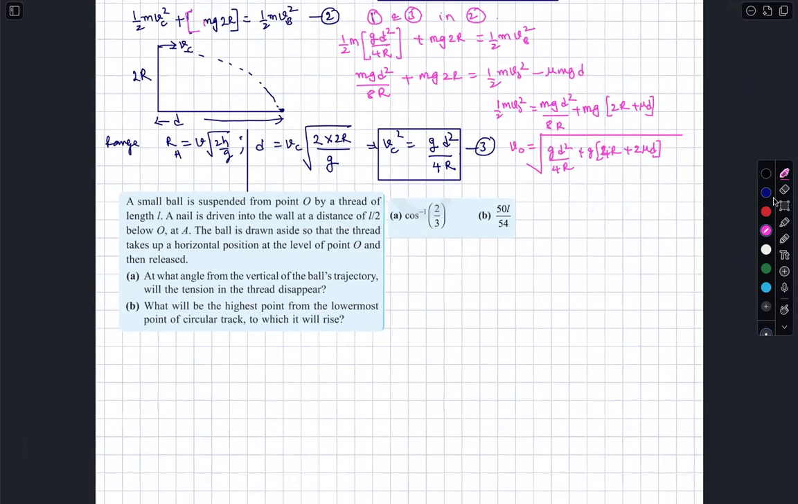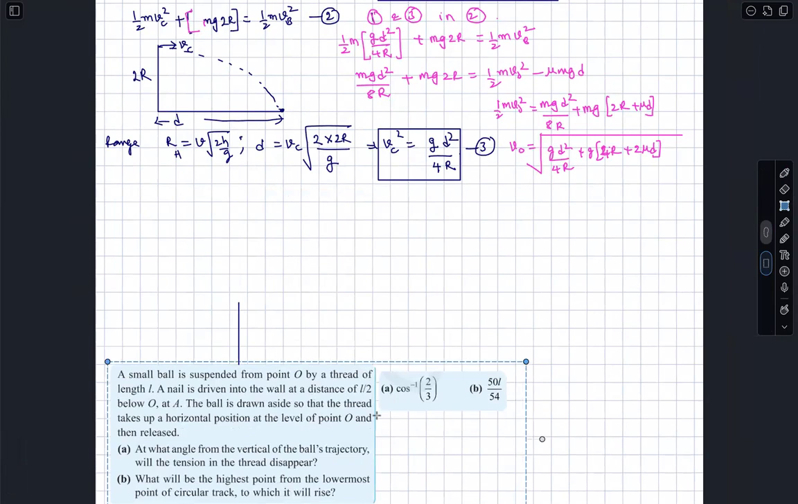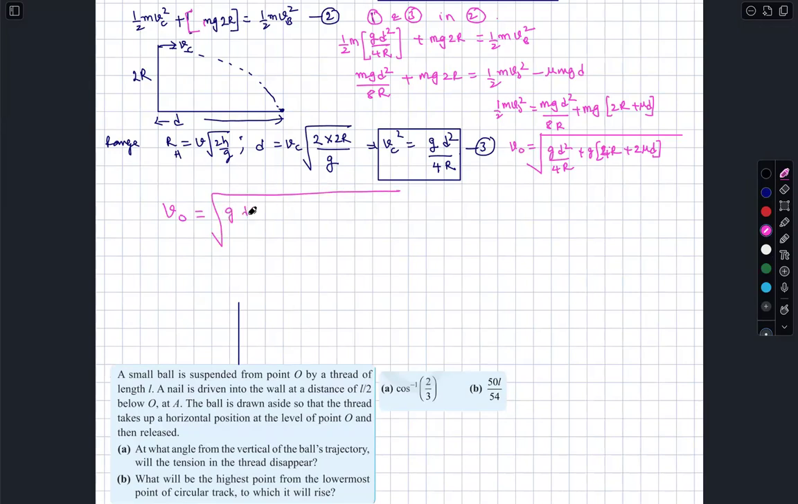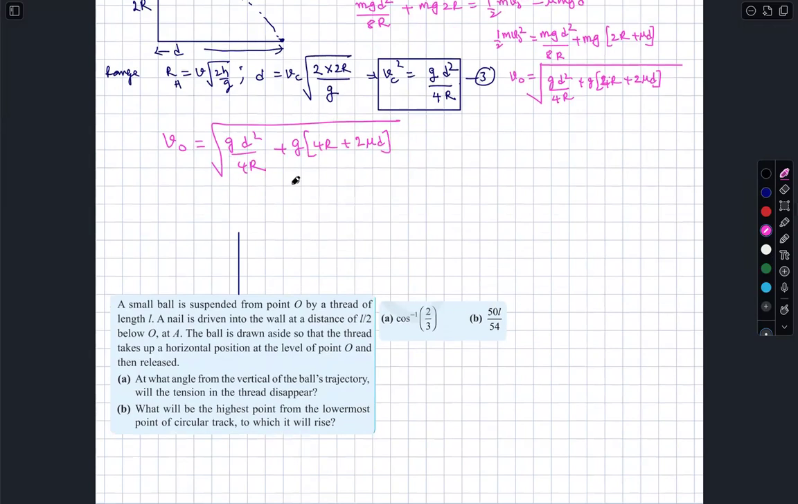I'll derive this part later on. So clearly, from this we can write V naught is G d square by 4R plus Z times 4 capital R plus 2 mu D. It's a function of D. What is inside is a function of D. Now you want to differentiate this with respect to D, for example, to get the minimum value of V naught, and equate it to 0.